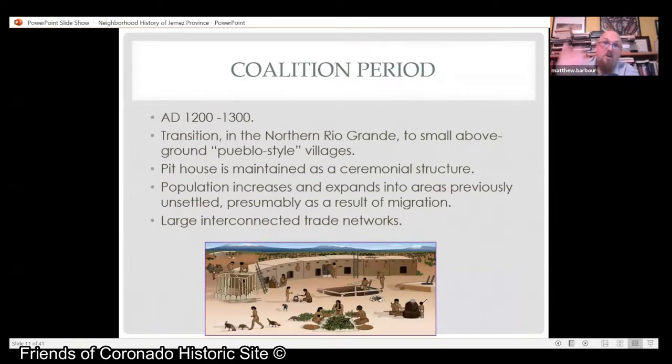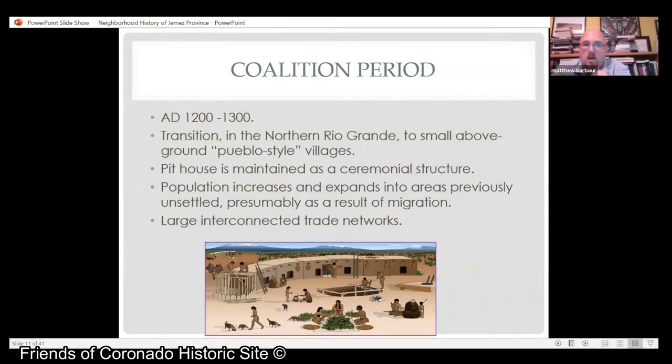That period is known as the Coalition Period in the Northern Rio Grande. In the Coalition Period, the Northern Rio Grande transfers from a pit house structure to Pueblo-style villages. It's really late in the sequence. Most places in the Four Corners amongst the Anasazi, they've been living in above-ground villages for hundreds of years at this point. But above-ground villages don't really come into the Rio Grande until about 1200 AD. And the pit house is maintained as a ceremonial structure, as a kiva.